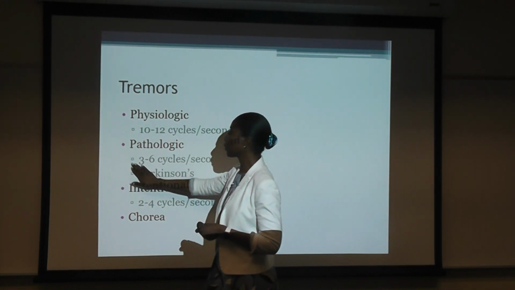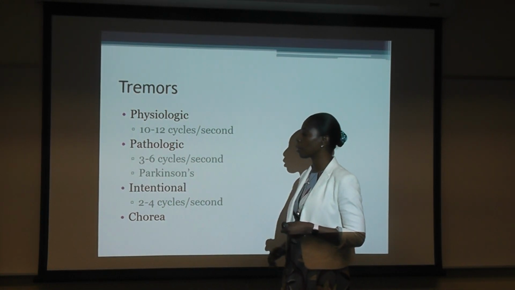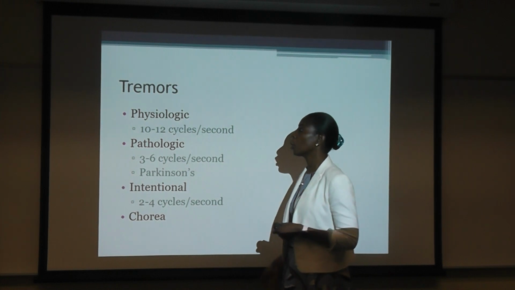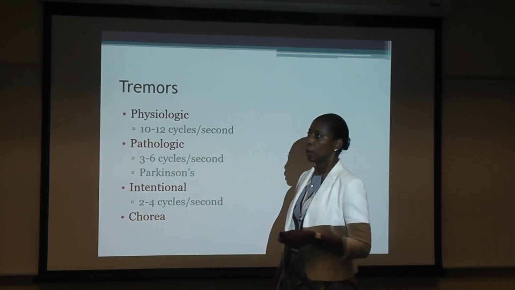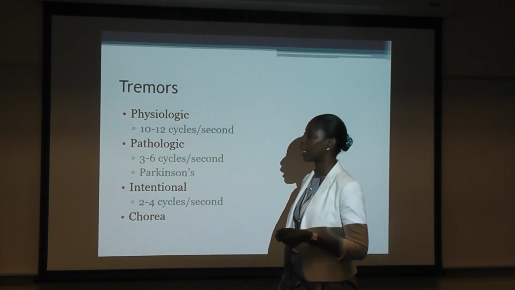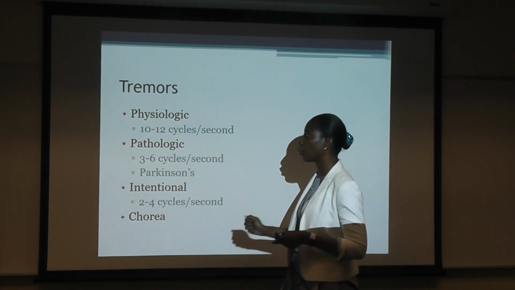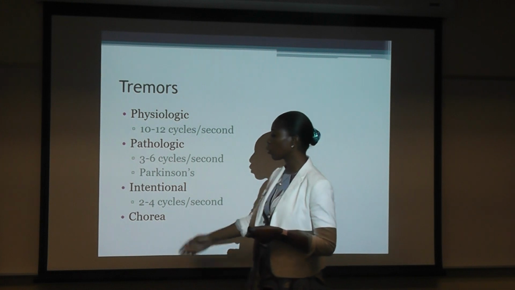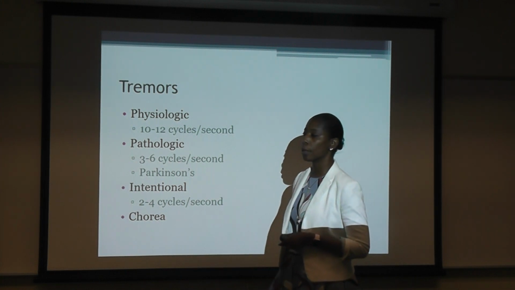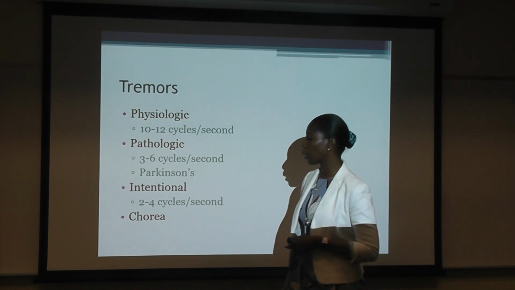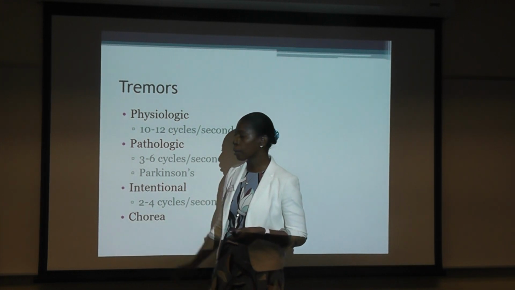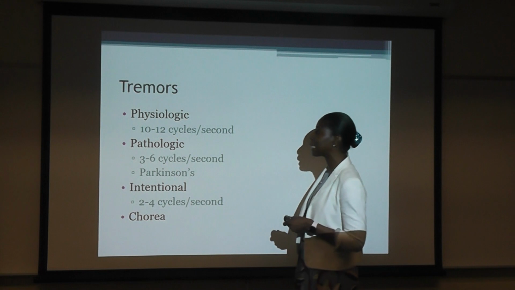Pathologic tremor would be something like Parkinson's. Physiologic tremor could be something like an essential tremor or something like that, you can actually stop. Intentional tremor is what my daughter does when she's sitting in the back of the car and she's just shaking her leg, and she's just doing that. Choreic tremors are associated with Huntington's disease.